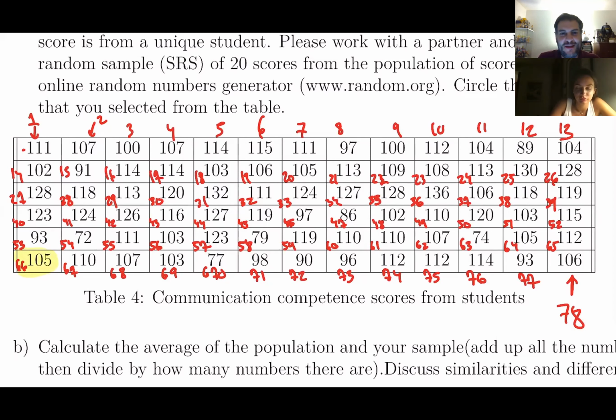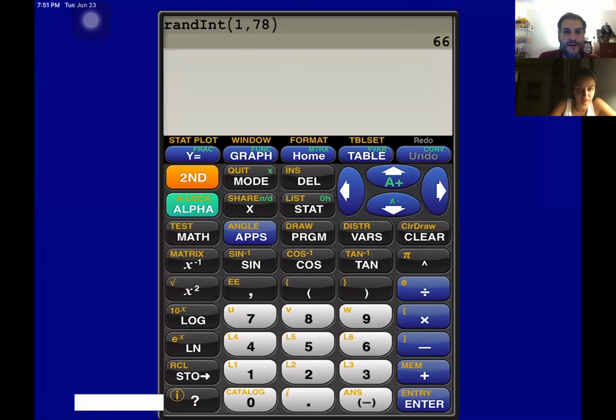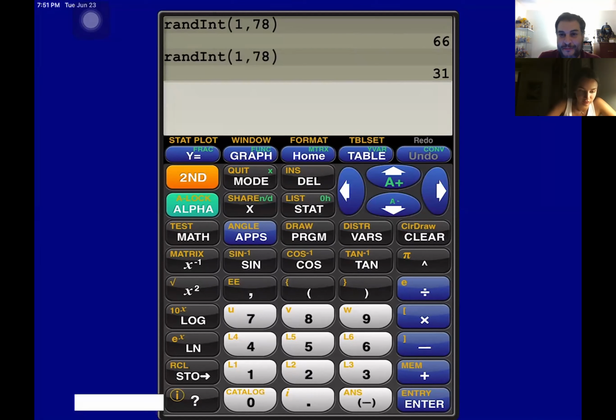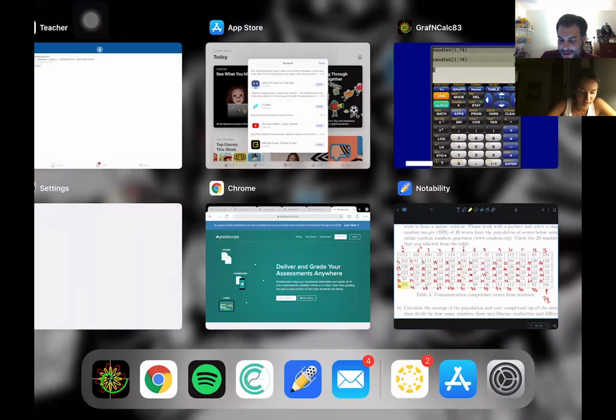Now I'm going to go ahead and do this again. The good thing is, once you've already entered it, all you have to do is press enter again, and it'll give you another random number. So now I'm getting 31. So let's get 31.